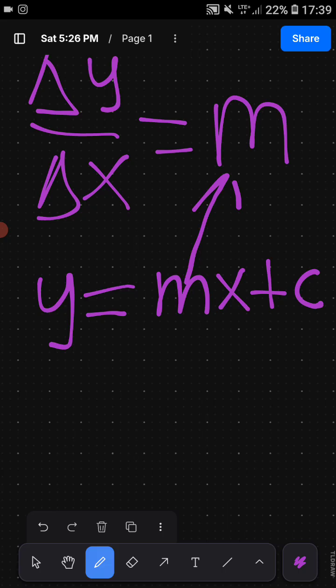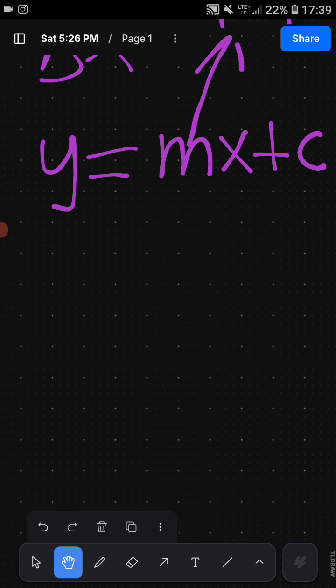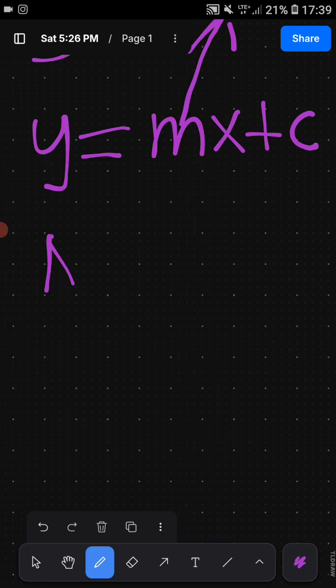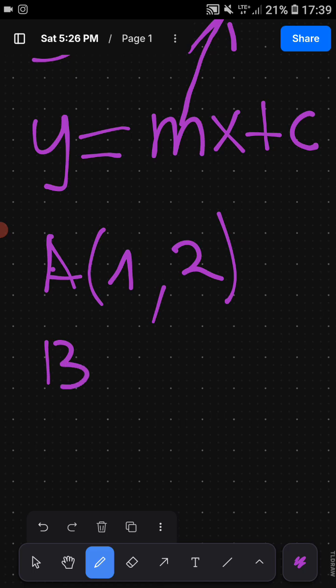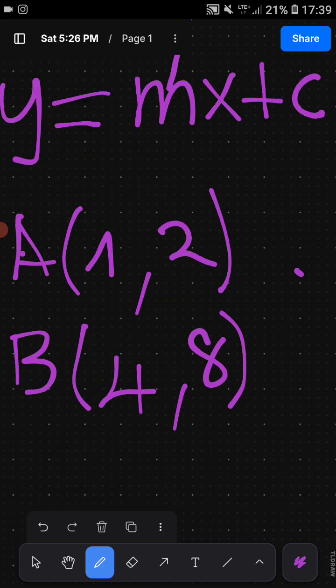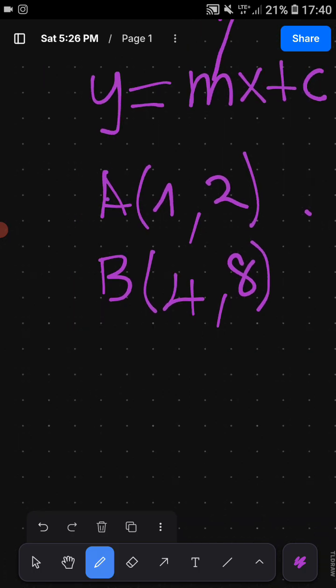Okay, so a quick example. Let's say we are given points A with coordinates 1 and 2, and B with coordinates 4 and 8. So now we want to find the gradient of the line between these 2 points. That's AB, right? The line AB.